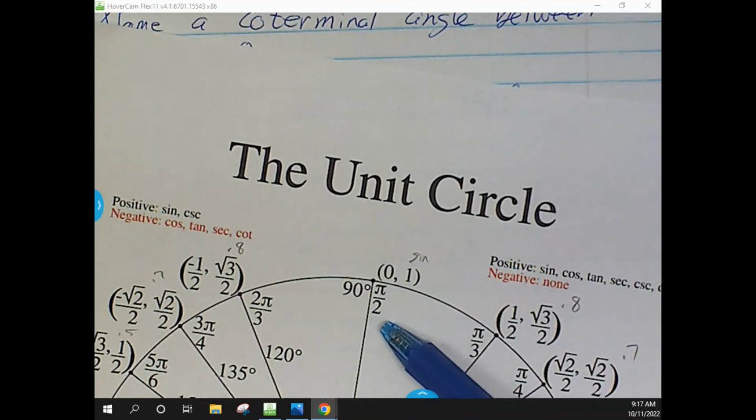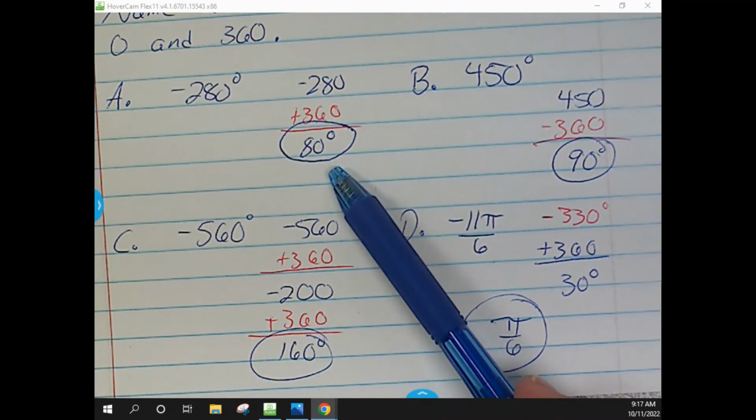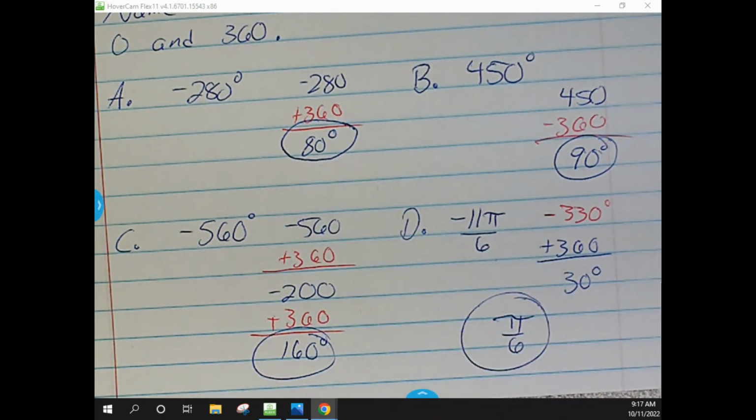All right, 90, that's pi over 2. Okay. If it's a number like this where it's not on the unit circle, we'll show you how to get there and how to get that thing changed from degrees to radians, whatever you need to do.